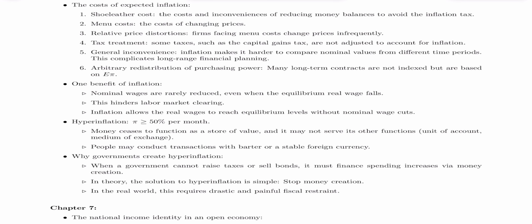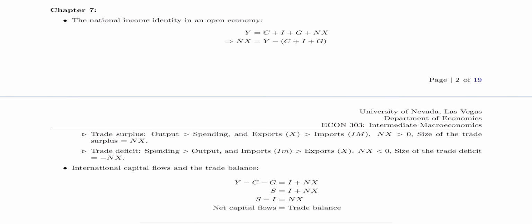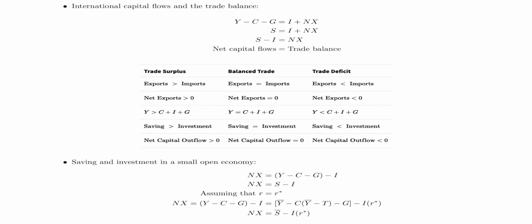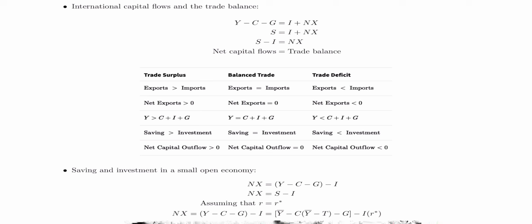In Chapter 7, we start with an open economy, S equals I plus NX, then S minus I equals NX. That means the net capital outflow equals the trade balance. Here, I'd like you to review this table closely to better understand the connection between international capital flows and the trade balance. In a small open economy with a fixed world interest rate R star, NX equals S bar minus investment, a function of R star.